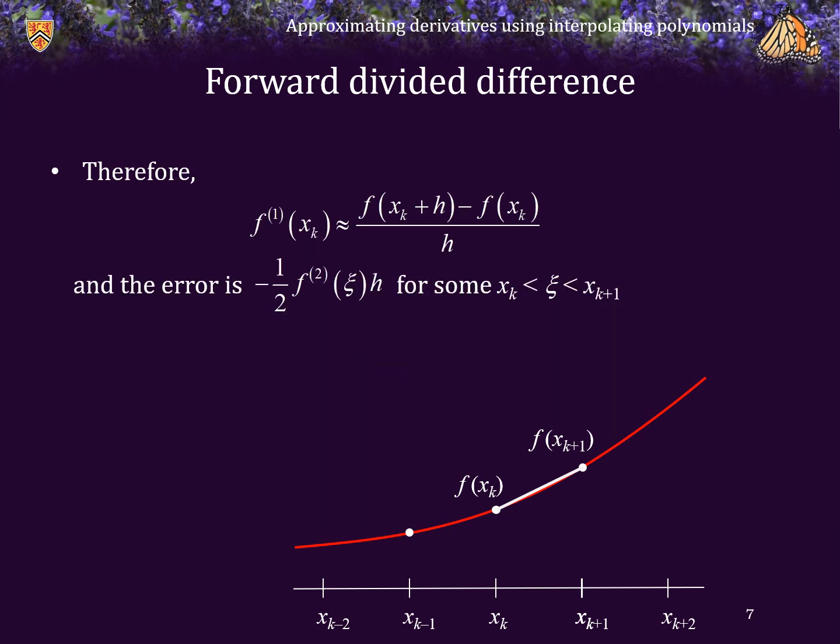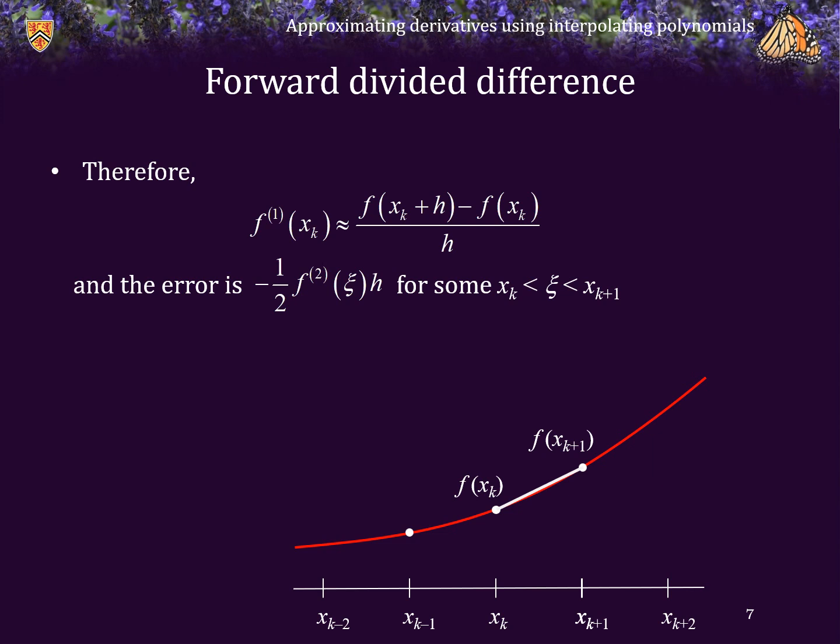Therefore, we have the following approximation of the derivative, and we even know the error. Now, the error is a constant negative a half, times the second derivative evaluated at some point between x sub k and x sub k plus 1.